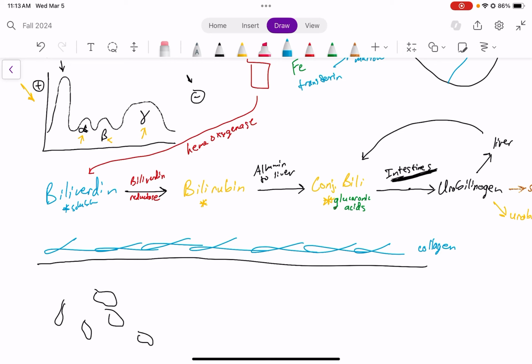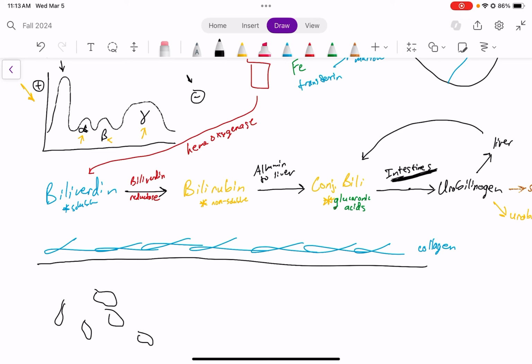Now what happens is bilirubin can twist around because of the pi bond that's broken, and so that will allow it to make hydrogen bonds with itself, and so it's not water soluble anymore. So what happens is it needs albumin to be able to carry it in the bloodstream. So it combines with the albumin in the bloodstream, and then the albumin will carry it to the liver.